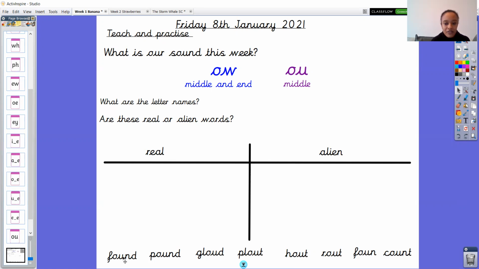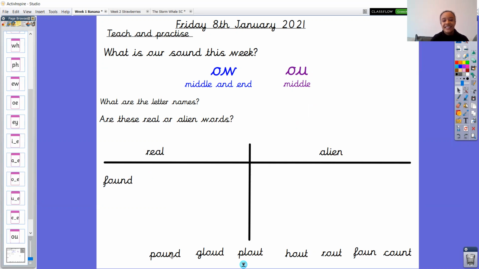Brilliant. Okay, hopefully you have got two columns now of words. You've got real words on one side and alien words on the other side. So let's have a look at this first one here. I'm going to move it up here. I'm going to put the sound buttons on and we will see if it's real or alien. Found. Is that a real word or is that a made up word? That's right, it is a real word, isn't it? I found some money. Brilliant.